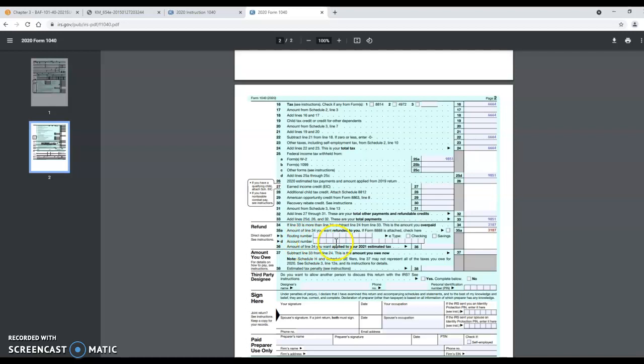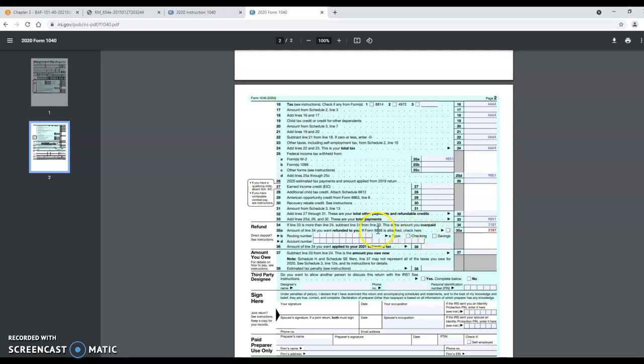Routing number and account number. If he wants this 3187 to be directly deposited into his bank, he will get it in 7 to 10 days. This year, taxes are backed up and things are taking longer, but usually he would get that fairly quick if he e-files this return and puts in a routing number and the account number from his bank account, and he has to check off whether it's a checking or savings account.